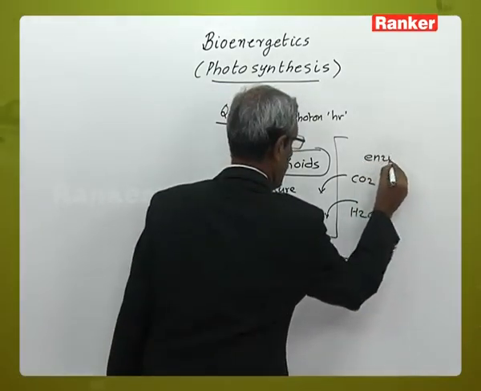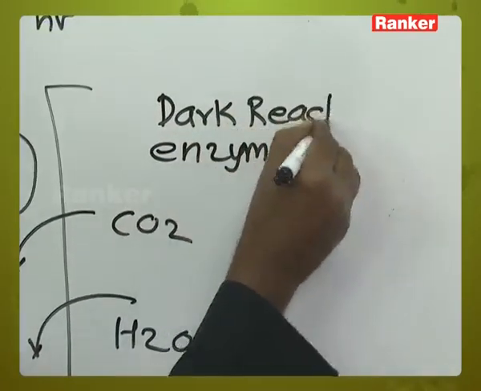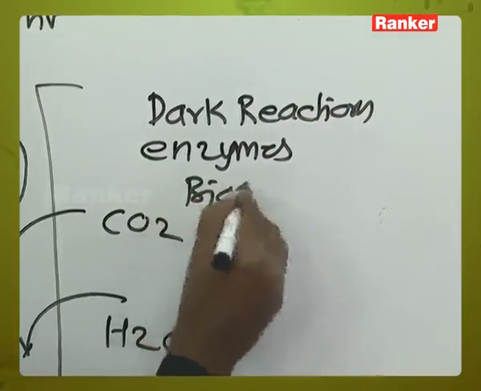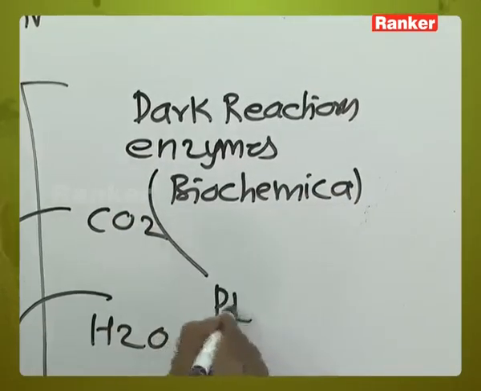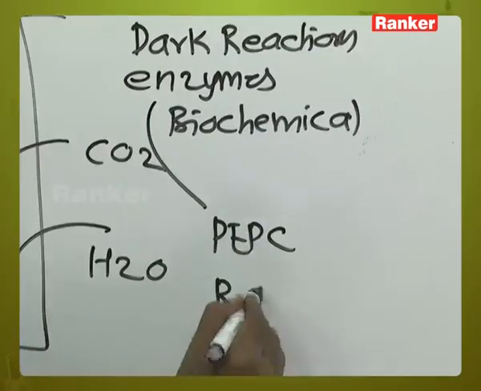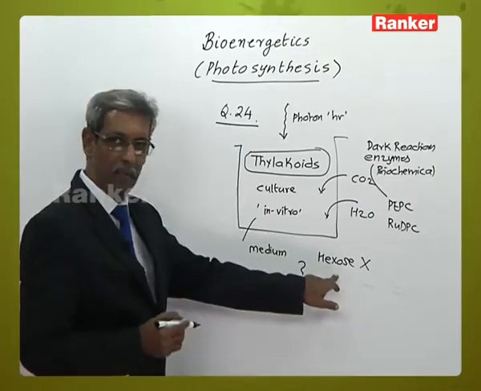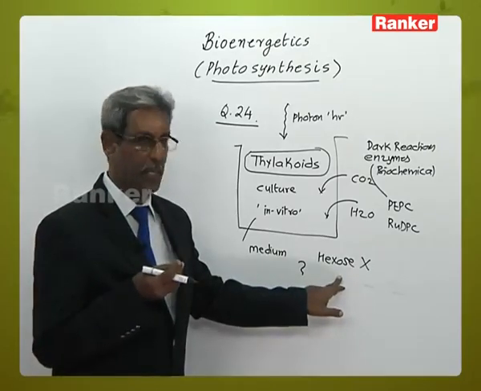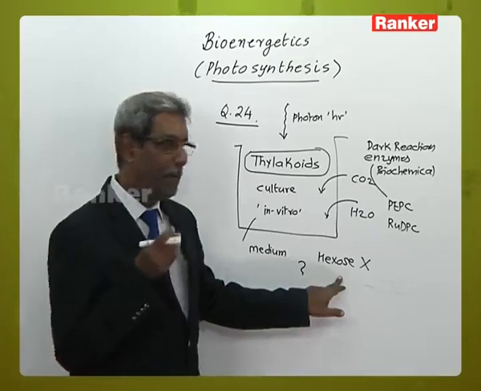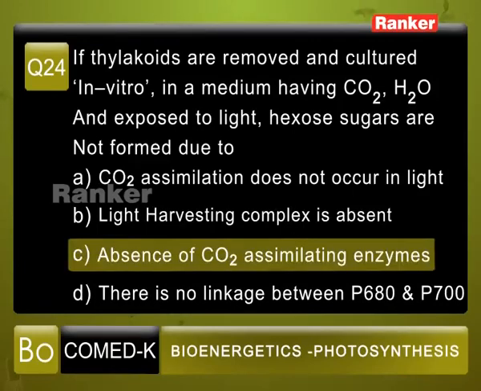So, when there are no carbon dioxide assimilating enzymes, that is when there are no dark reactions and when there are no biochemical reactions, or we do not have the most important basic enzyme like phosphoenol pyruvate carboxylase or RuDP carboxylase, then hexose sugars cannot get formed. So, in order that hexose sugars get formed in any sort of an experiment, there is a need for biochemical reactions. So, biochemical reactions are primarily determined by carbon dioxide assimilating enzymes. Hence, among the choices, answer C is the right one. Carbon dioxide assimilating enzymes, that is answer is C.